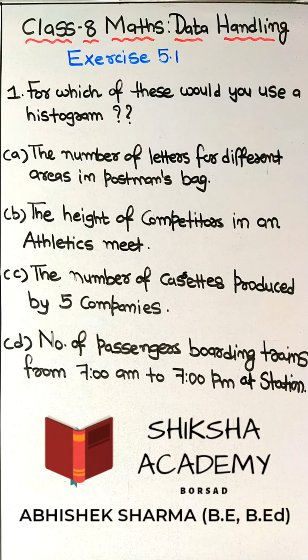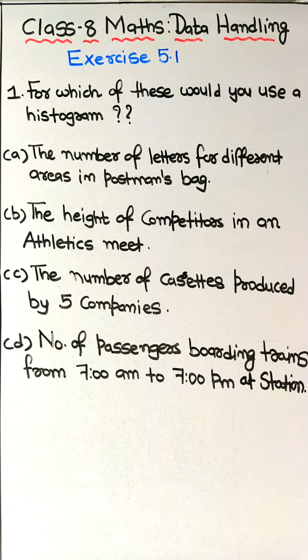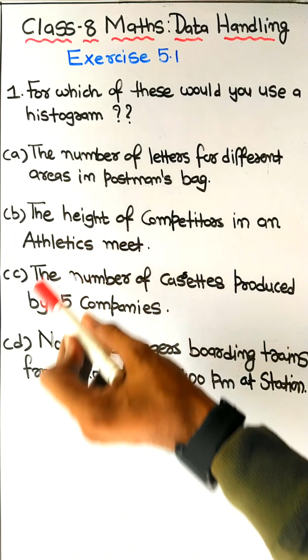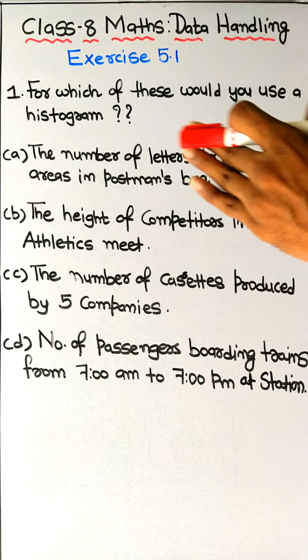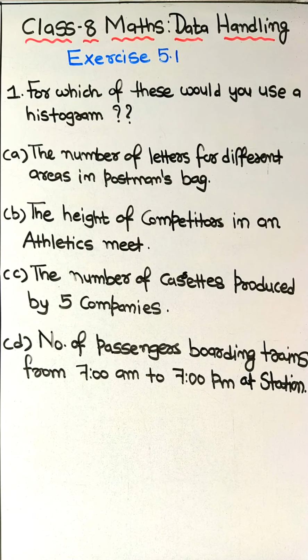So question number 1 is related to histogram. For which of these would you use a histogram? So there are a few cases given, A, B, C and D, and we just have to write yes or no along with the reason why we can or cannot draw a histogram for these specific data. Remember, a histogram is a graphical representation of data if data is represented in the manner of class intervals. So if frequency can be divided into intervals, then only we can write yes, otherwise no.